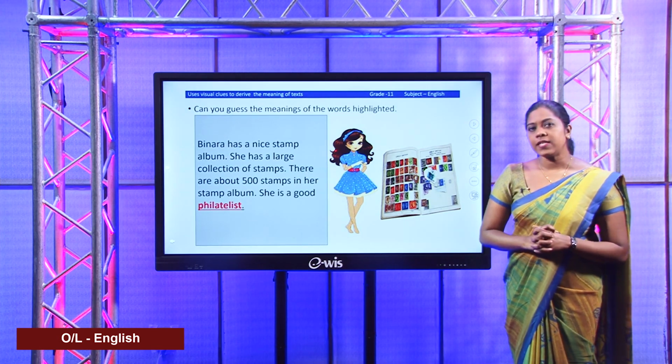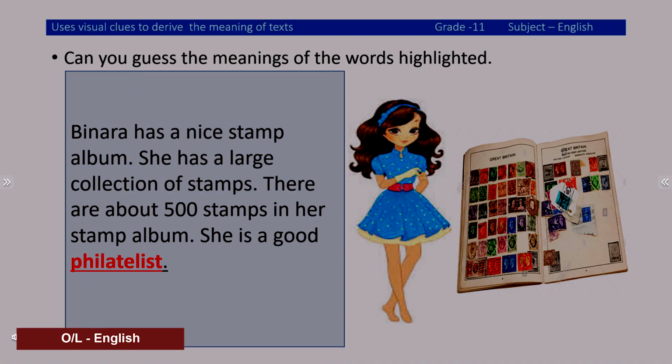Right, look at this image. You can see a girl, and also in this corner you can see a stamp album. Let's read the paragraph and see whether we can guess the meaning of the word which is highlighted. Binara has a nice stamp album. She has a large collection of stamps. There are about 500 stamps in her stamp album. She is a good philatelist.